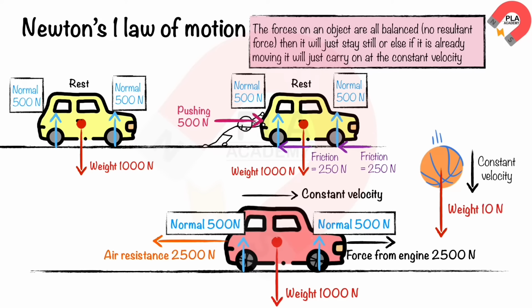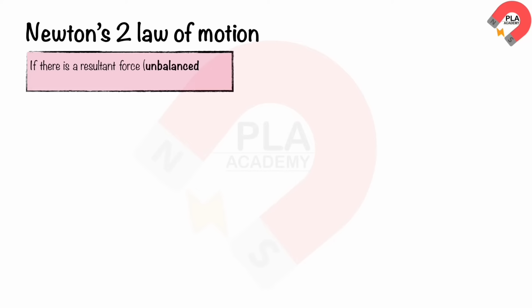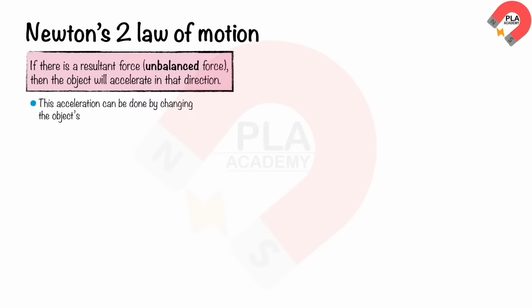Newton's second law of motion. If there is a resultant force, an unbalanced force, then the object will accelerate in that direction. This acceleration is done by changing the object's velocity. The change in velocity causes the object to start, speed up, slow down, stop, and change direction. If a resultant force acts on an object at rest, the object will accelerate, starting to move and increasing its speed.